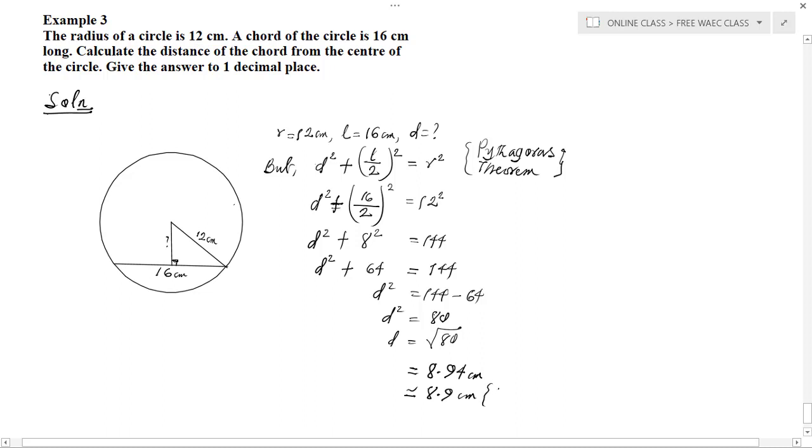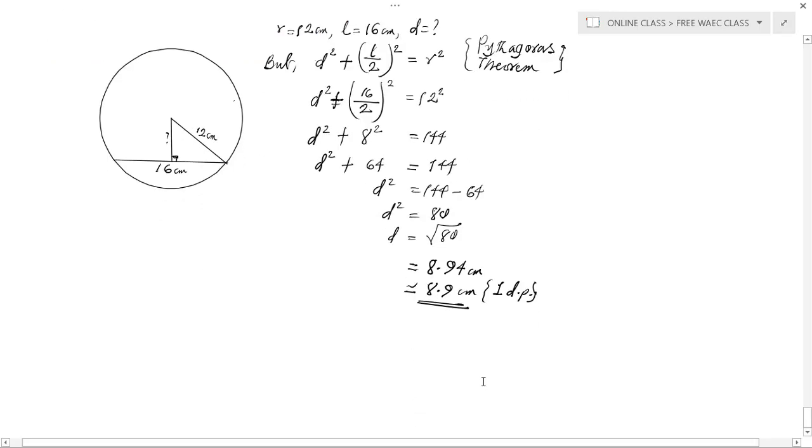Then you write your approximation denotation there to show your degree of accuracy. So you write it there in front, 1 dp. So you must write that. If you don't write that, you can have issue. So then you see that I always write my answer in word because the question comes in word. So you give it back to them in word.